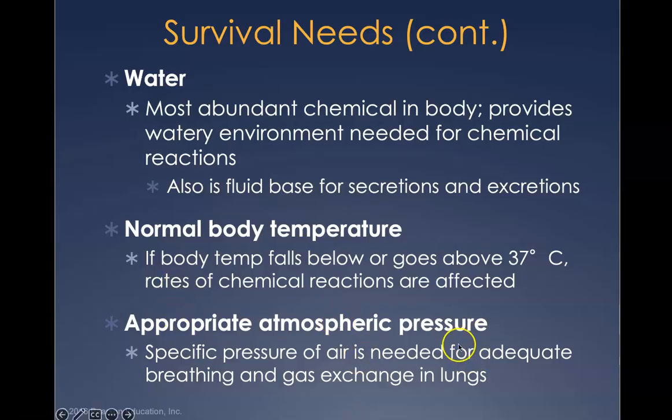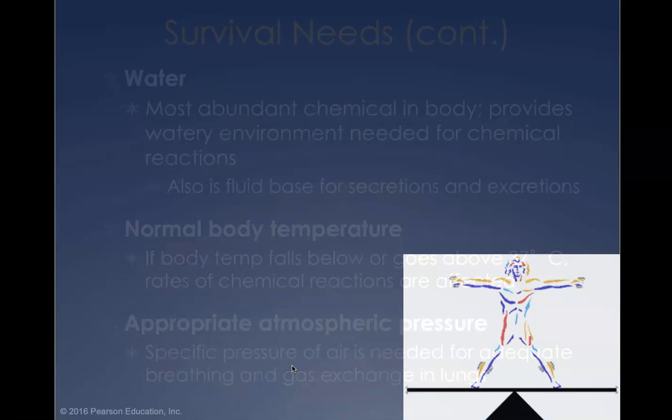And then appropriate atmospheric pressure. Again, specific pressure of air is needed for us to be able to breathe. And you're going to talk a lot about that difference in pressure when you get to the respiratory system in 202 for us to be able to do gas exchange in the lungs. So that atmospheric pressure is really important for us to actually bring in that oxygen into the lungs and then into our bloodstream. If we're not able to do that, of course, that could be very detrimental because we can't get oxygen to our tissues.